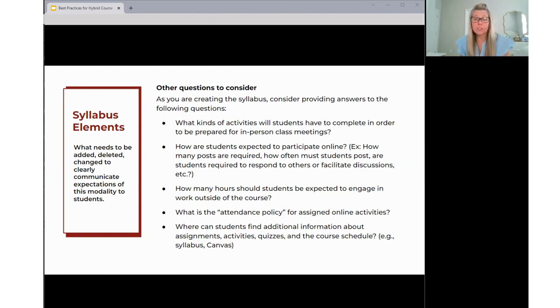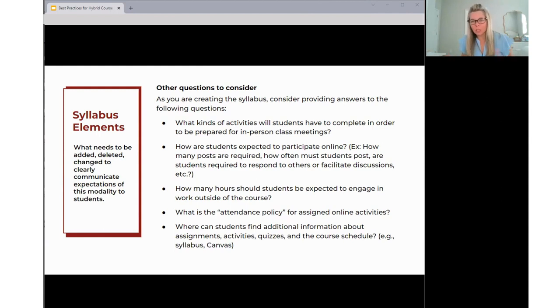How many hours should students be expected to engage in work outside of the course? So we can easily say that with a course that meets, if it's 3 times a week for 15 weeks, students can easily calculate the number of hours they might be spending. Typically, it's for every hour you're in class, you're doing 2 hours of work outside of class. But if that hour in class is reduced, how does that change the outside of class?